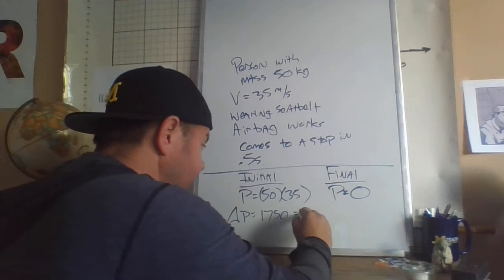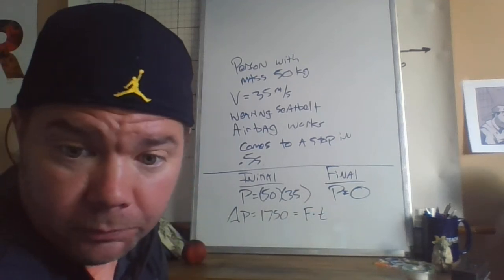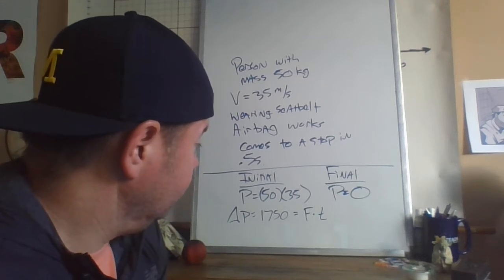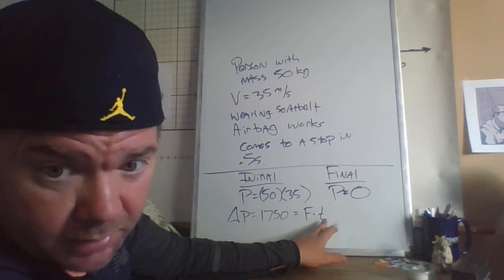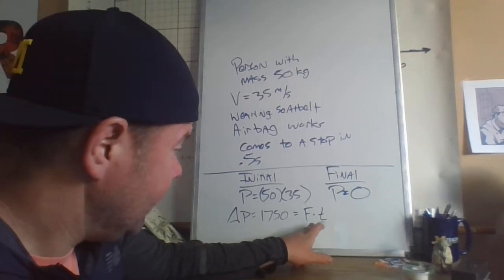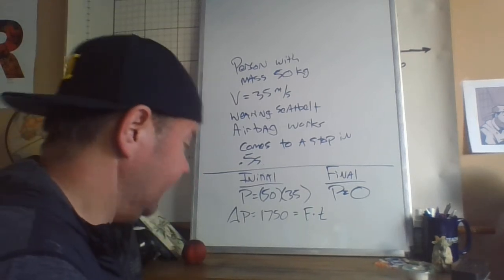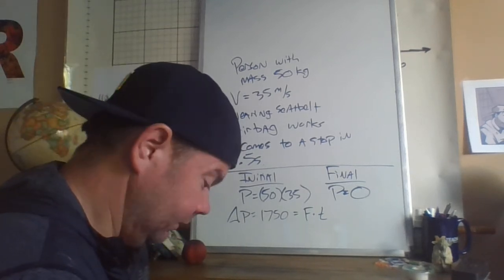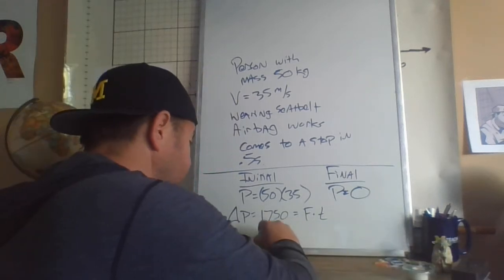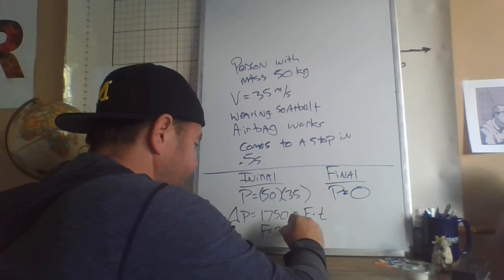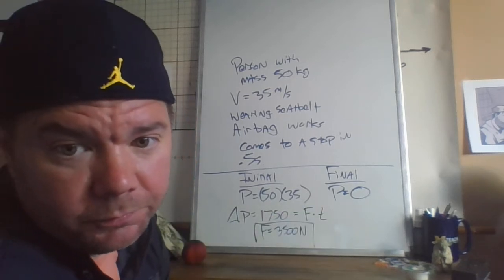Change in momentum is equal to force times time, right? Change in momentum is equal to impulse. So to get the average force, we just have to take 1750 and divide it by the amount of time that it took to come to a stop. So 1750 divided by 0.5 is the same as 1750 times 2, 3,500 newtons. That's a decent number of newtons.